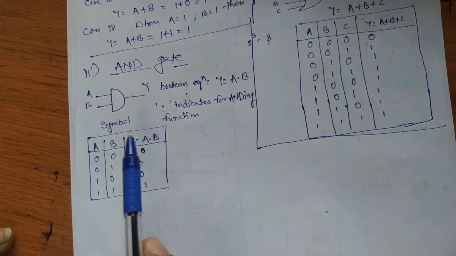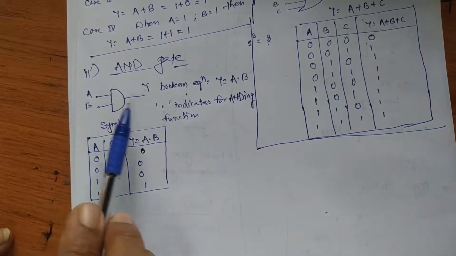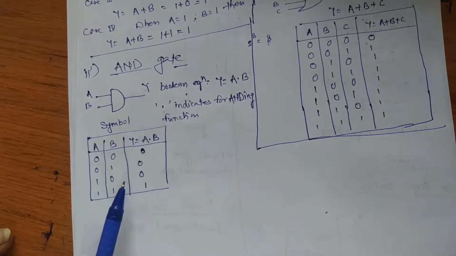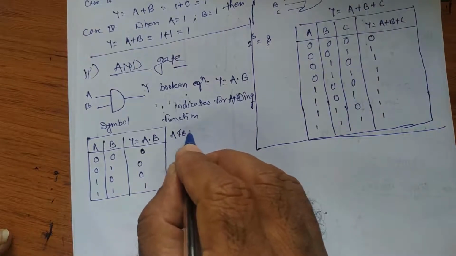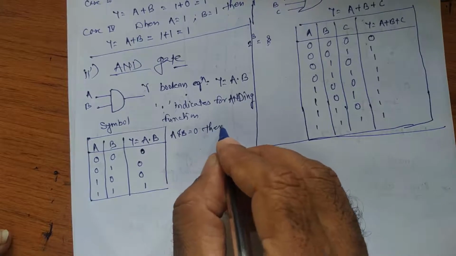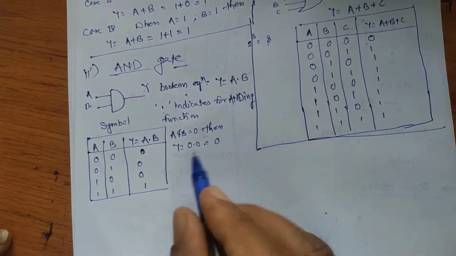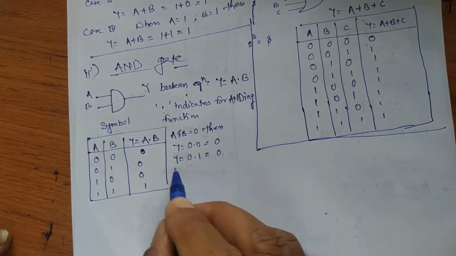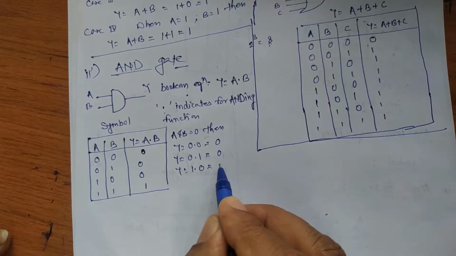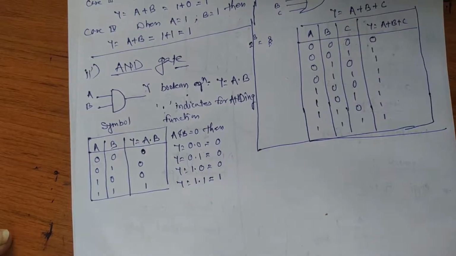AND gate is a logic circuit which has 2 or more inputs but only one output. When any input is low, output is low. A and B is equal to 0, then Y is equal to 0 into 0 is equal to 0. Second possibility: Y is equal to 0 into 1 is equal to 0. Y is equal to 1 into 0 is equal to 0. Y is equal to 1 into 1 is equal to 1.